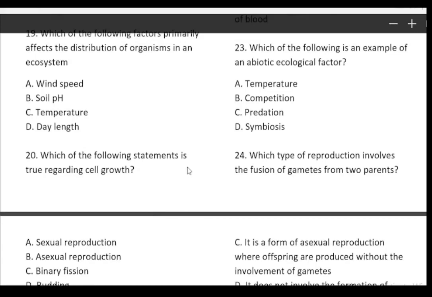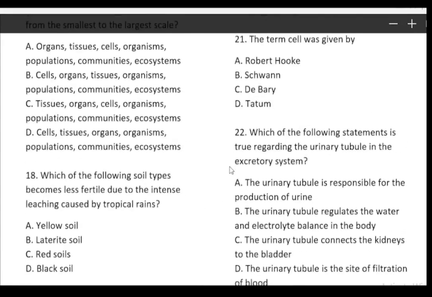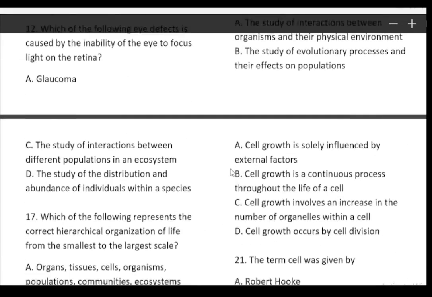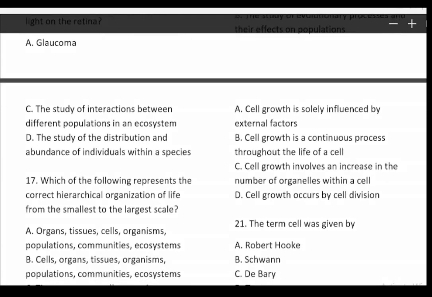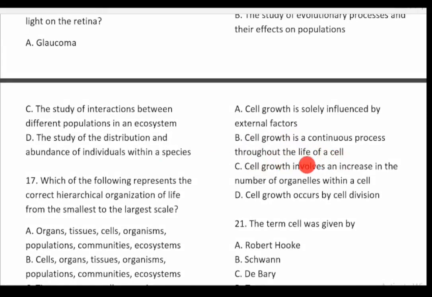Which of the following statements is true regarding cell growth? A. Cell growth is solely influenced by external factors. B. Cell growth is a continuous process throughout the life of a cell. C. Cell growth involves an increase in the number of organelles within a cell. And D. Cell growth occurs by cell division. There is no way we look at cell growth and not talk about cell division, because that is actually the answer to our question there. Cell growth occurs by cell division.